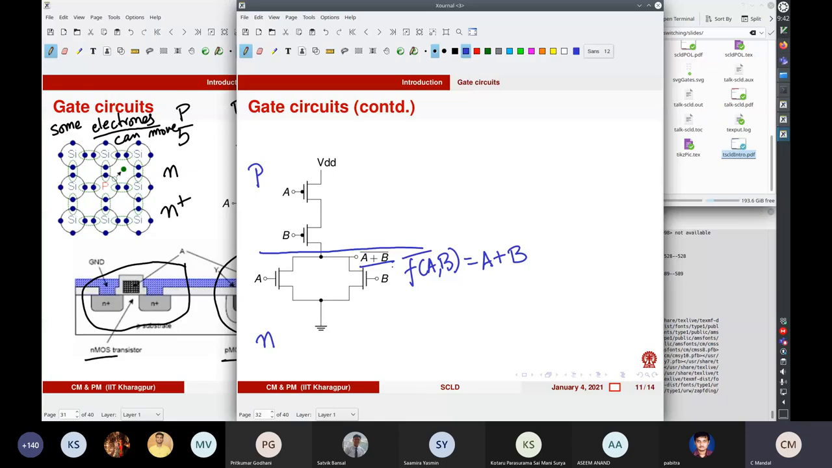But we have to be careful about what's happening out here. So here again you see, if either of A or B goes high, you have a disconnection. So that's all right. And if both A and B are low, then you do not have any conducting path from this output to ground. But you do have a conducting path from VDD to the output. So as you can see, it correctly realizes the NOR function.